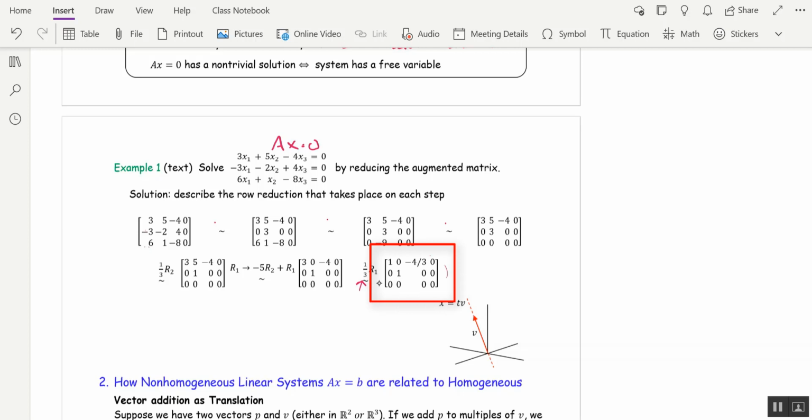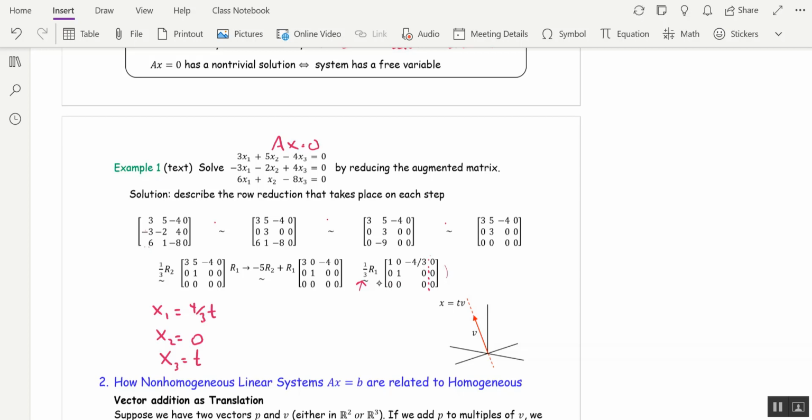Let's write down the solution to this system. We've got three variables, x1, x2, x3. x1 corresponds to a pivot, x2 corresponds to a pivot, x3 does not. So x3 is free. We start at the bottom. x3 is t, x2 is 0. That's what the second line reads. And x1, if I read that top line, x1 is 4/3 t.